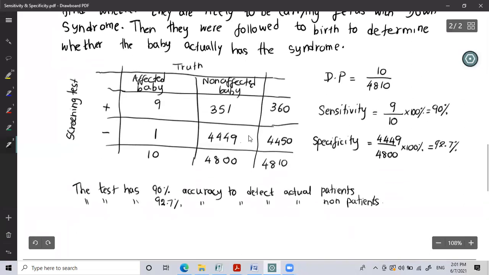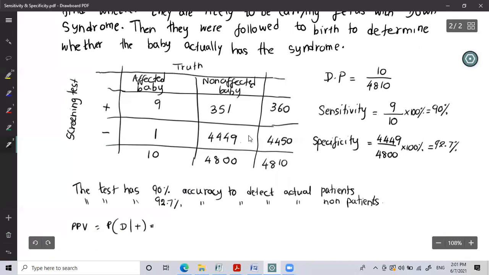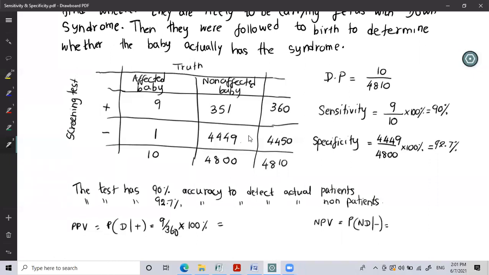Now, can you find the PPV and NPV? That is PPV, the probability of disease given positive. Given positive, you have 360, out of them there are 9. So find this also. And then the NPV. NPV is no disease given negative. So that will be 4,449 out of 4,450. Right. So find these percentages also.